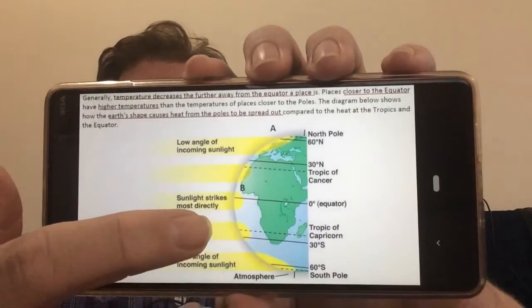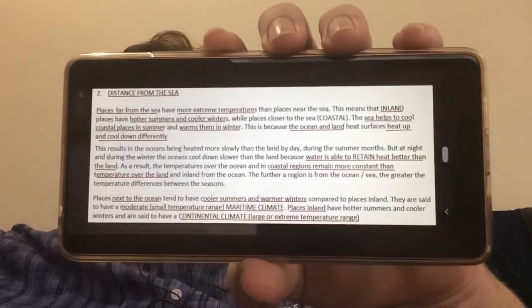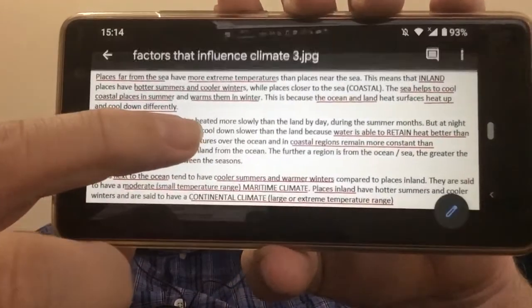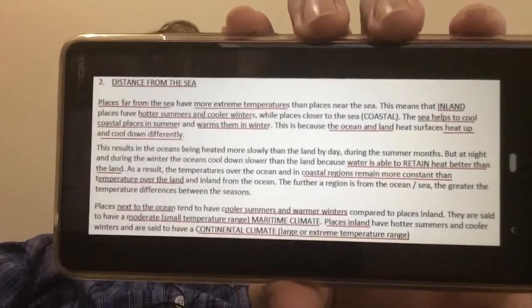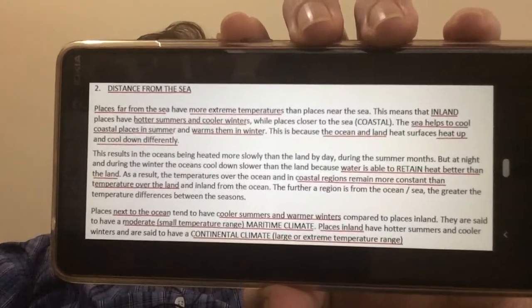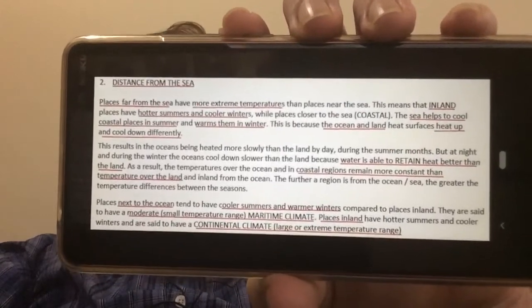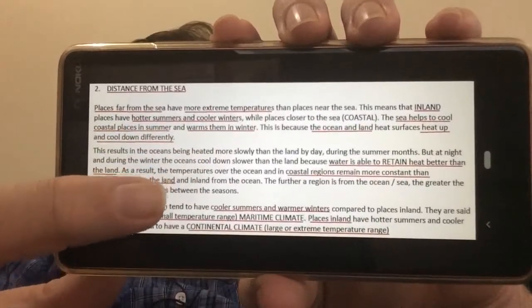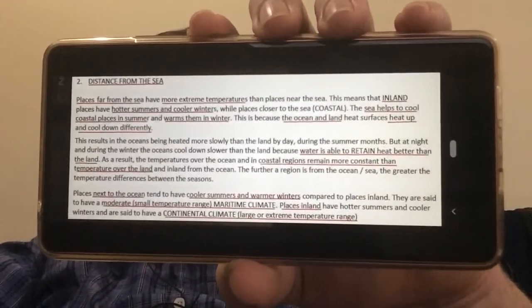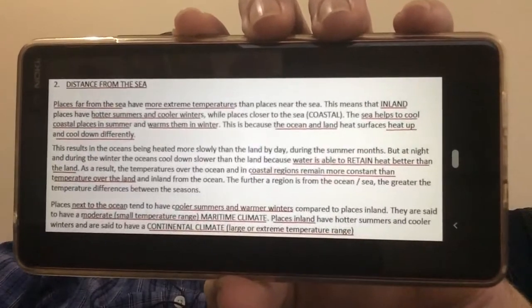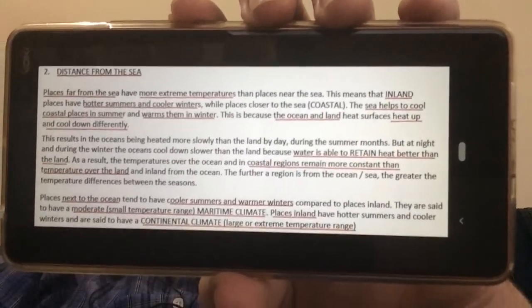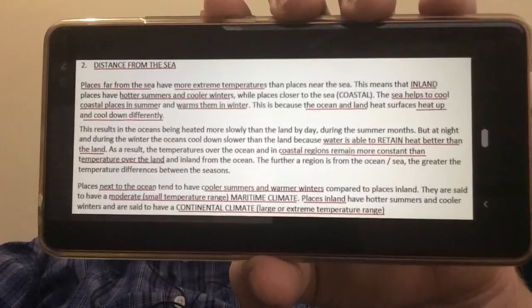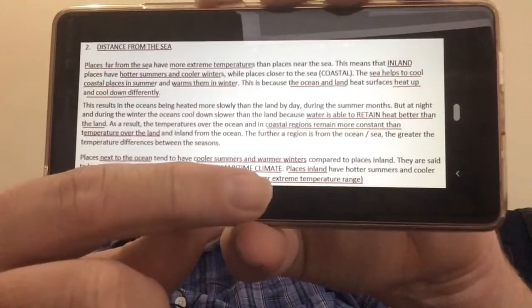Okay, then our next one is distance from the sea. So basically the idea is the further we are away from any massive body of water, from any sea or anything like that, the more extreme the temperatures are. Okay, so inland places have hotter summers and cooler winters, whereas places that are right next to the ocean have what we call a maritime climate.